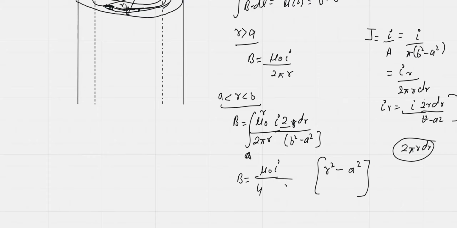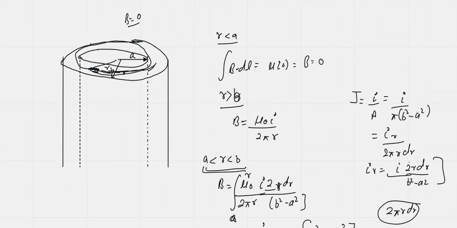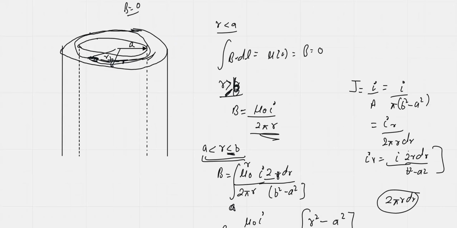So mu naught I divided by 2 pi r times (r square minus a square) divided by (b square minus a square). This is the kind of formula you are supposed to use. But be careful about the range. This is valid only if you are in this range. Otherwise, the moment r reaches b or becomes greater than b, you need to apply the full current. So you have to be careful about these things. Is it clear, Keerthana? Any doubt?